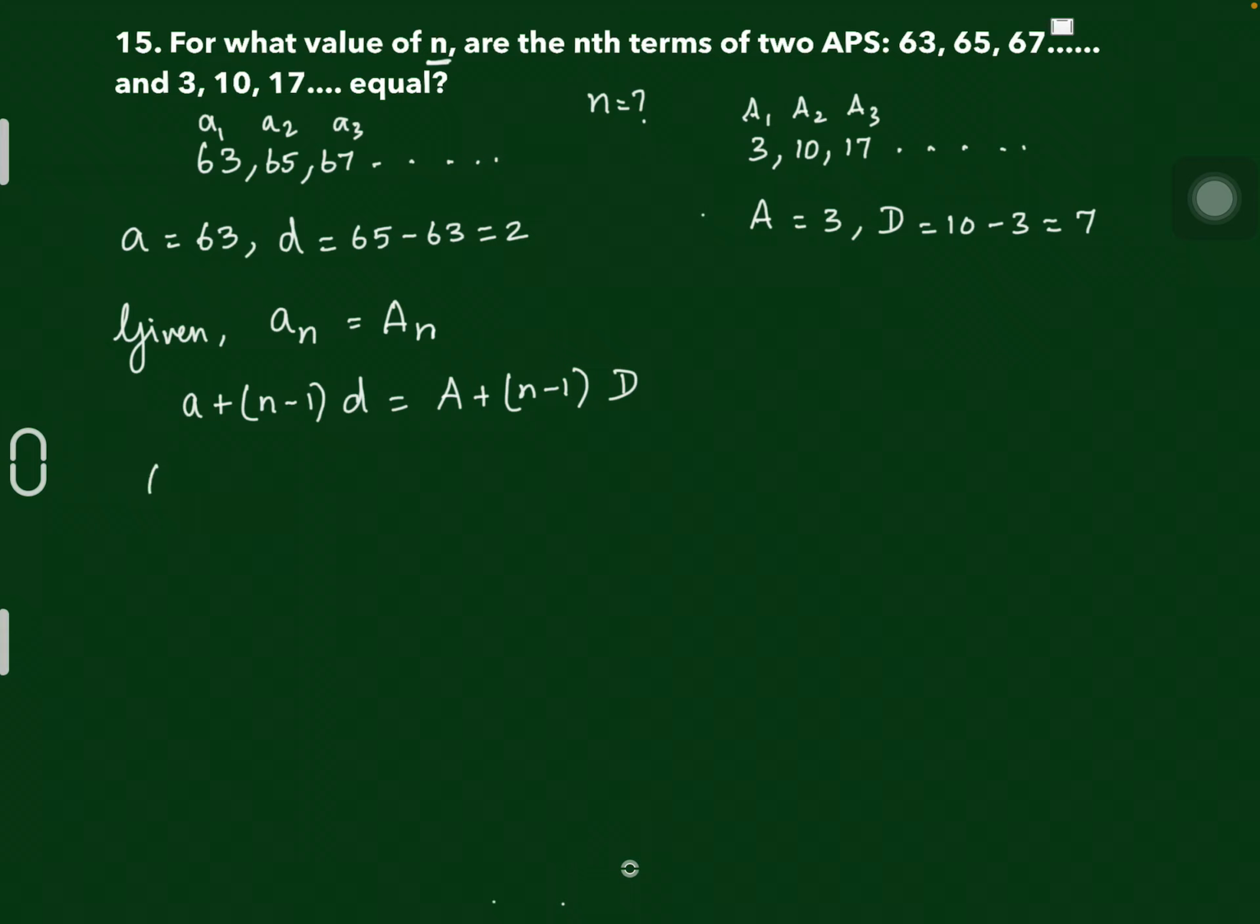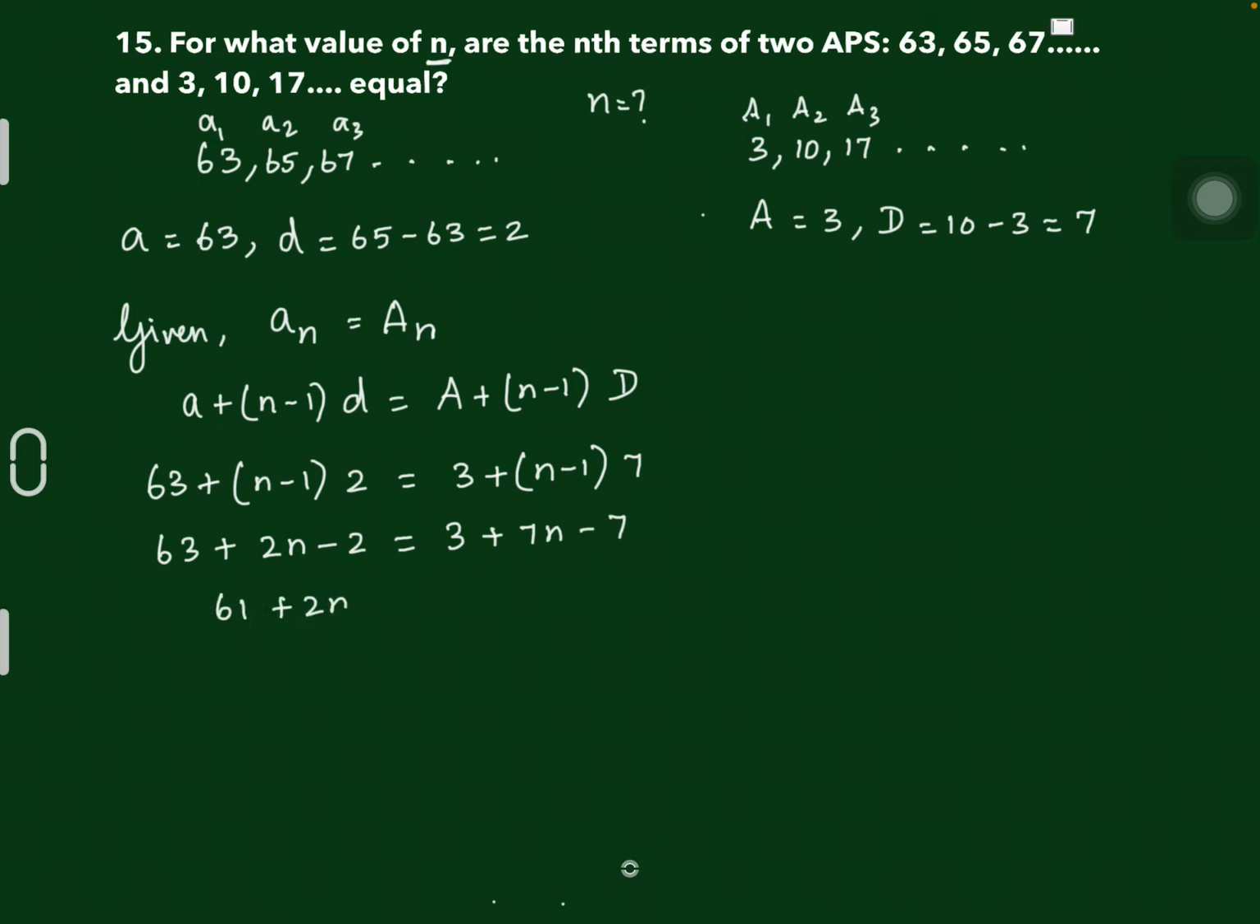What is small a here? 63 plus n minus 1 into what is d? 2, is equal to what is capital A? 3 plus n minus 1 into what is D? 7. I multiply this: 2 into n is 2n minus 2, is equal to 3 plus n into 7 is 7n minus 7. What is 63 minus 2? 61 plus 2n is equal to what is 3 minus 7? Minus 4 plus 7n.